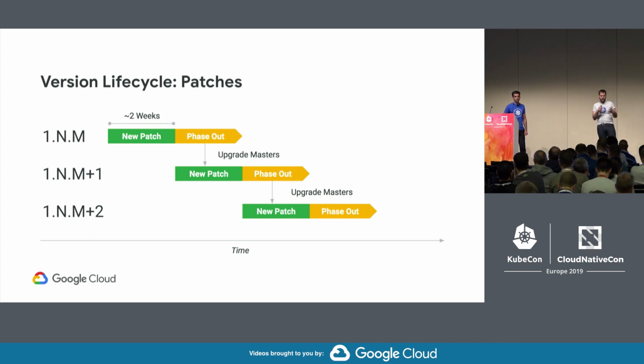Patches in GKE, and these could be either Kubernetes patches or the GKE specific patches, have a very short life cycle, but they are very similar to the minor versions. Again, just shorter. So this is on the order of weeks rather than months or quarters. So a new patch will come out. We'll see how it's doing, and then after about a period of a couple weeks, we'll upgrade people within that minor version to the new patch.